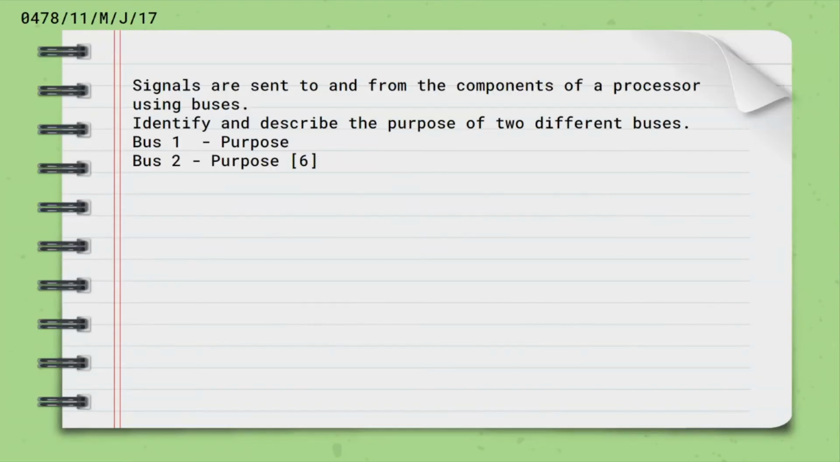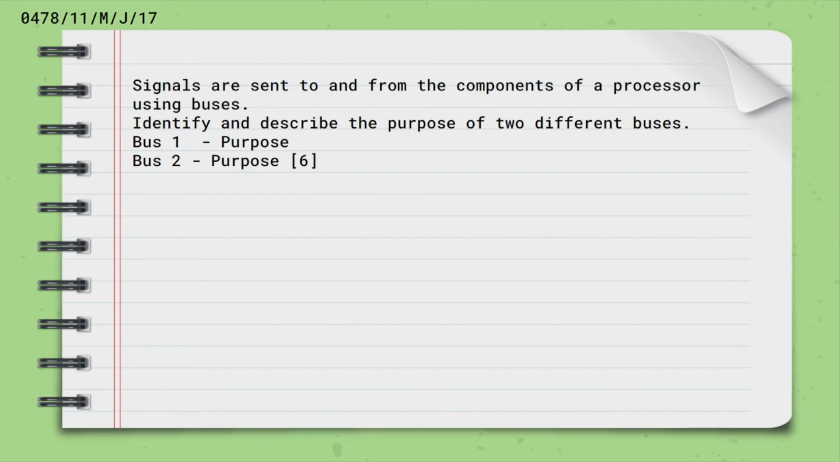The next question is, signals are sent to and from the components of a processor using buses. Identify and describe the purpose of two different buses. Bus 1, purpose, and bus 2, also include a description of purpose. This question has repeated a lot of times. Forget about how many times it is repeated, but look at the marks you can get if you answer it right. It's 6 marks. We already saw a match the following question on buses, and the same applies here.